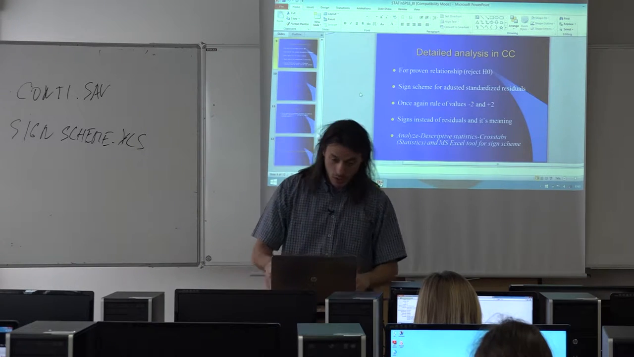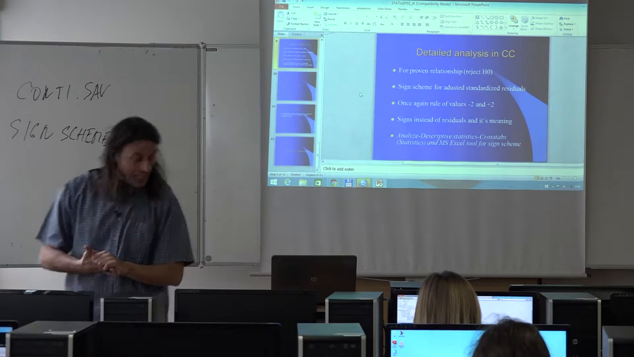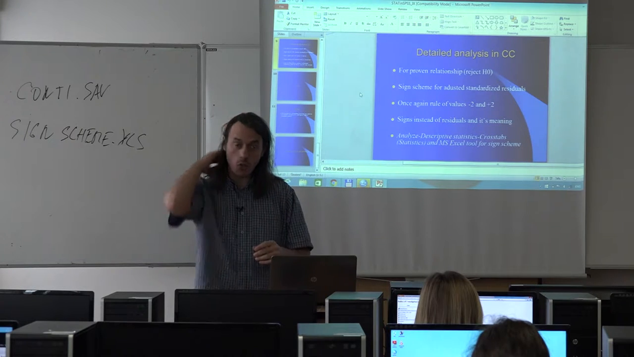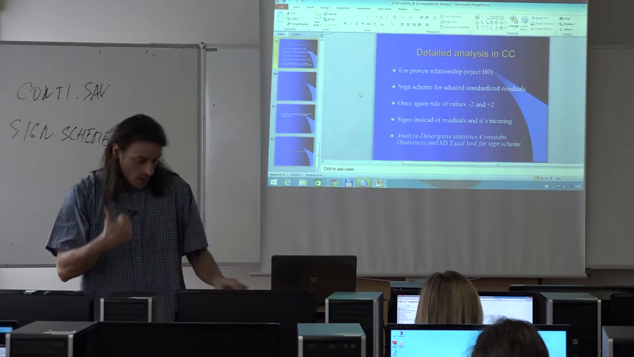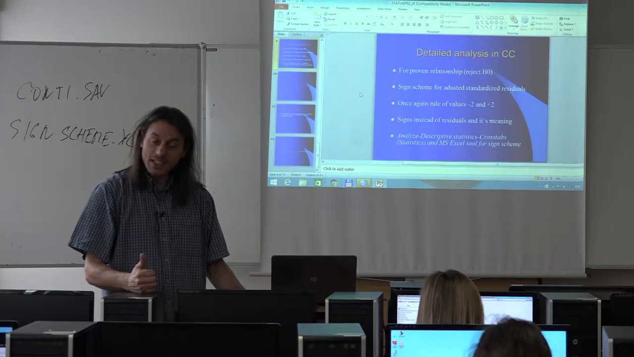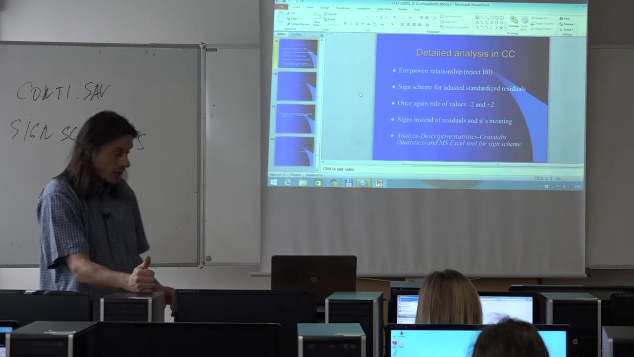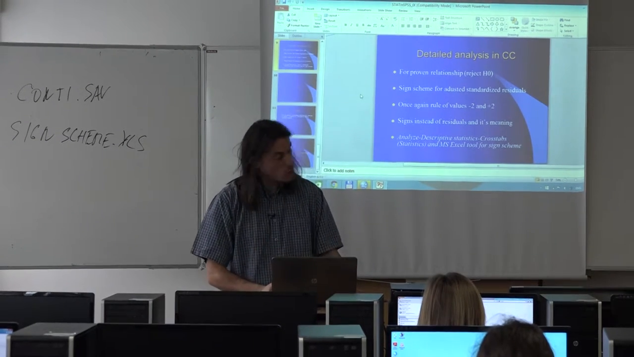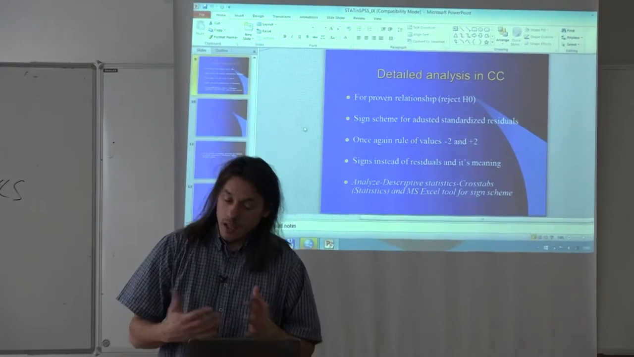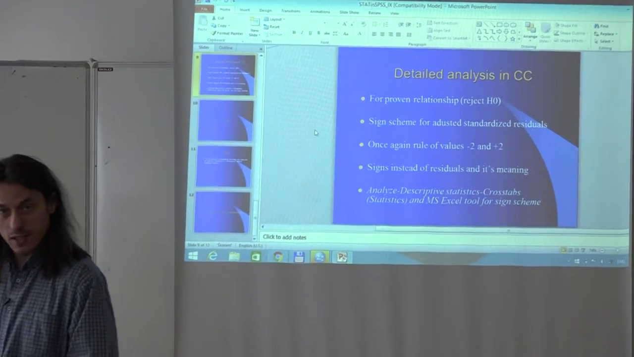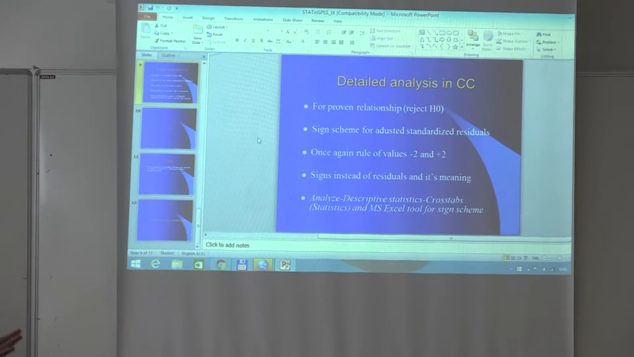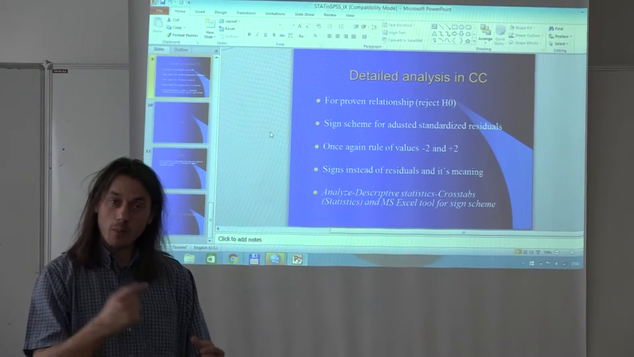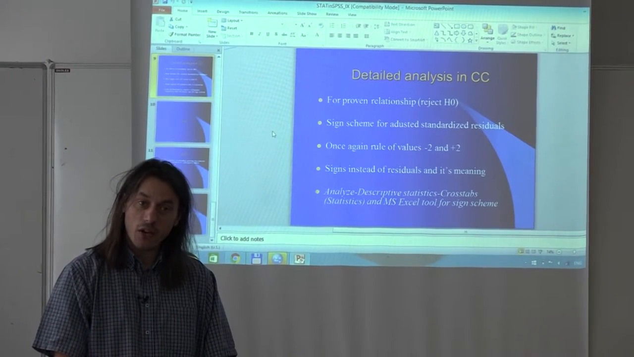And the new topic is something we can call detailed analysis in contingency tables. So if you compute the chi-square test, and this chi-square test is statistically significant, it means there is a proven relationship between two nominal or ordinal variables, you can be interested in more detailed analysis. It means in the question, okay, in which combinations in contingency tables are there relationships?